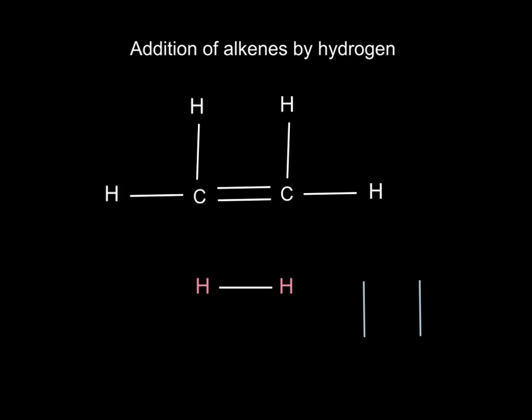Another example, addition of alkenes by hydrogen. Here, one C=C bond broke, one H-H bond broke, and 2 C-H bonds formed. Students, please pay attention to the tetravalency of carbon in the product. It's preserved.